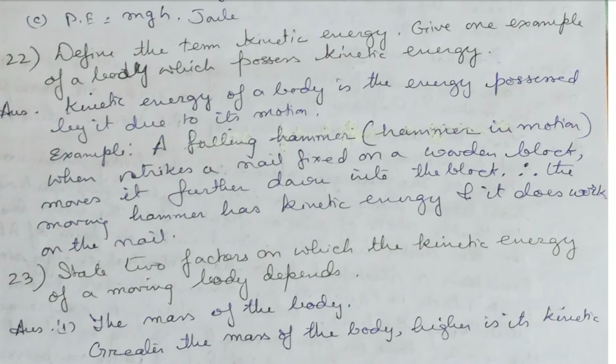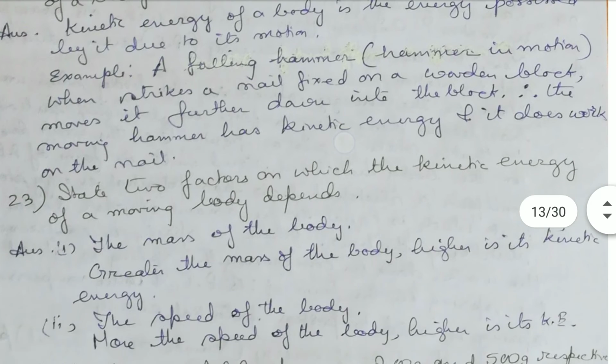Kinetic energy of a body is the energy possessed by it due to its motion. For example, a falling hammer in motion, when it strikes a nail fixed on a wooden block, moves it further down into the block. When the hammer is in motion and strikes a nail fixed on a wooden block, what happens? The nail moves further down into the block. That is, the moving hammer has kinetic energy and it does work on the nail.